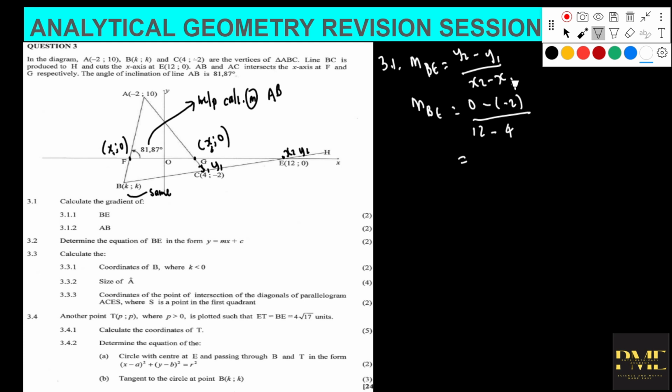Since we've got a bracket with signs, we have to multiply our signs: negative times negative gives positive. So we have 0 plus 2, which is 2, all over 12 minus 4, which is 8. Dividing both the numerator and denominator by 2, we get 1 over 4. So our gradient of BE is equal to 1 over 4. Actually, this is 3.1.1.